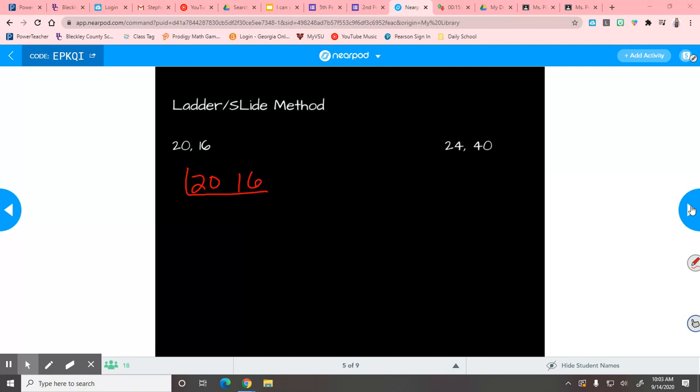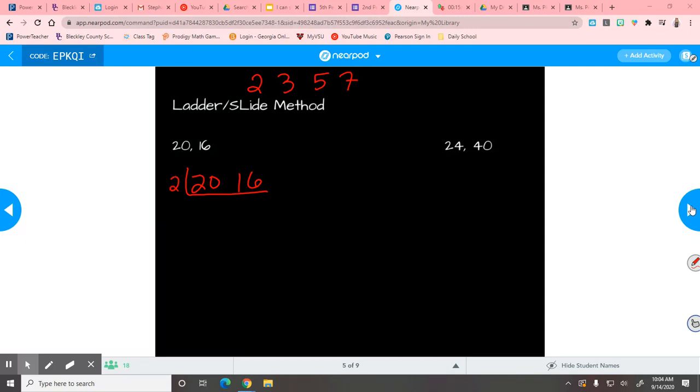I do it, you do it. It's on your paper already. We're going to decide what factors we can use. We always try 2, 3, 5, and 7. Will 2 work for 20 and 16? The rule is they have to be even. Are they both even? Yes. So can we use 2?